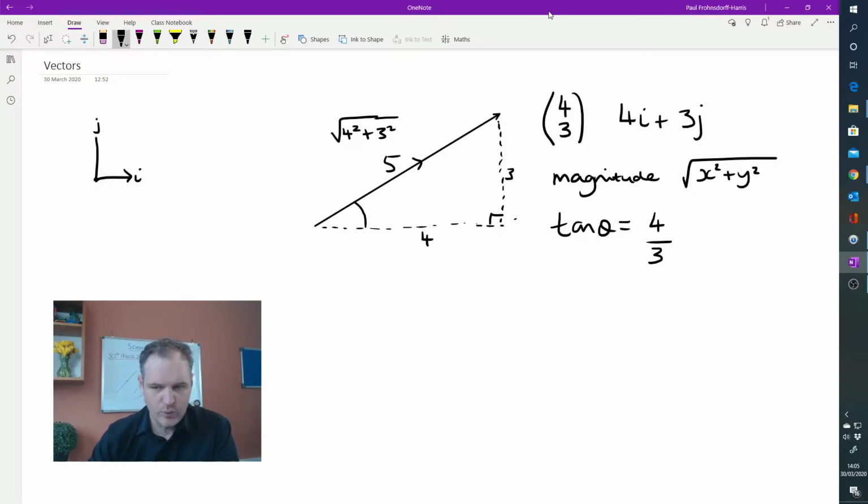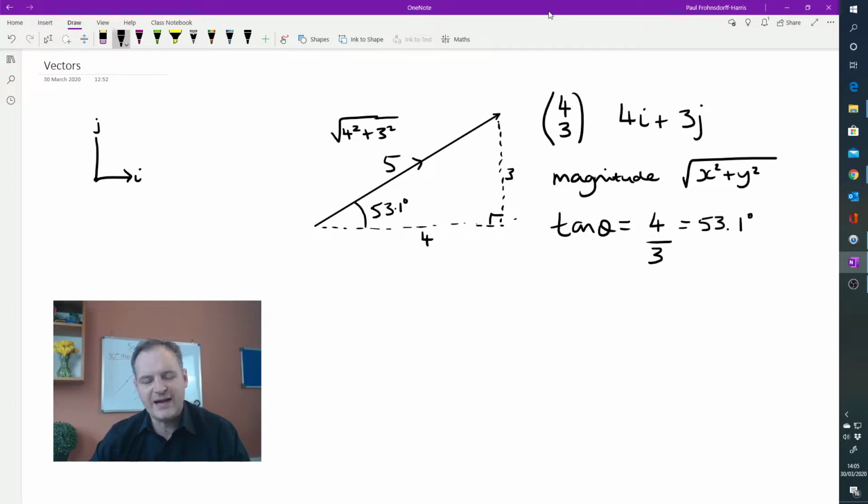And we know that tan is okay with being different. So it's tan to the minus 1 of 4 over 3, giving us 53.1 degrees. So we've got 53.1 degrees. This is telling us that angle there is 53.1 degrees.